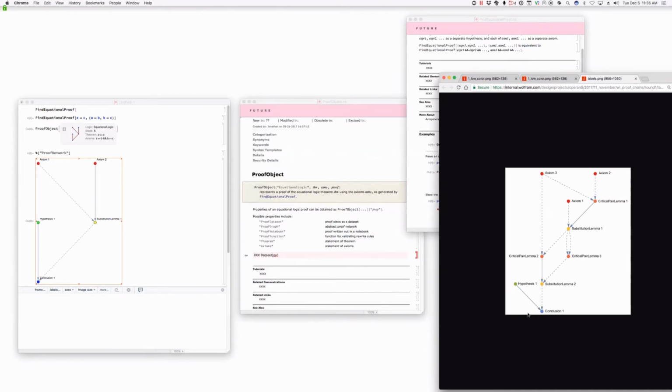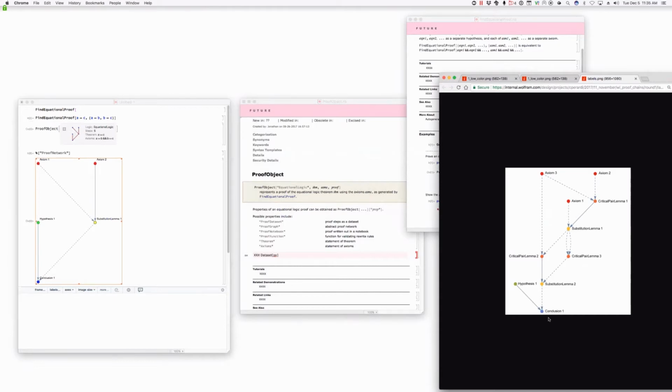So these are all the types: axiom, critical pair lemma, substitution lemma, hypothesis, conclusion. Is that correct? Correct, yep. Okay.